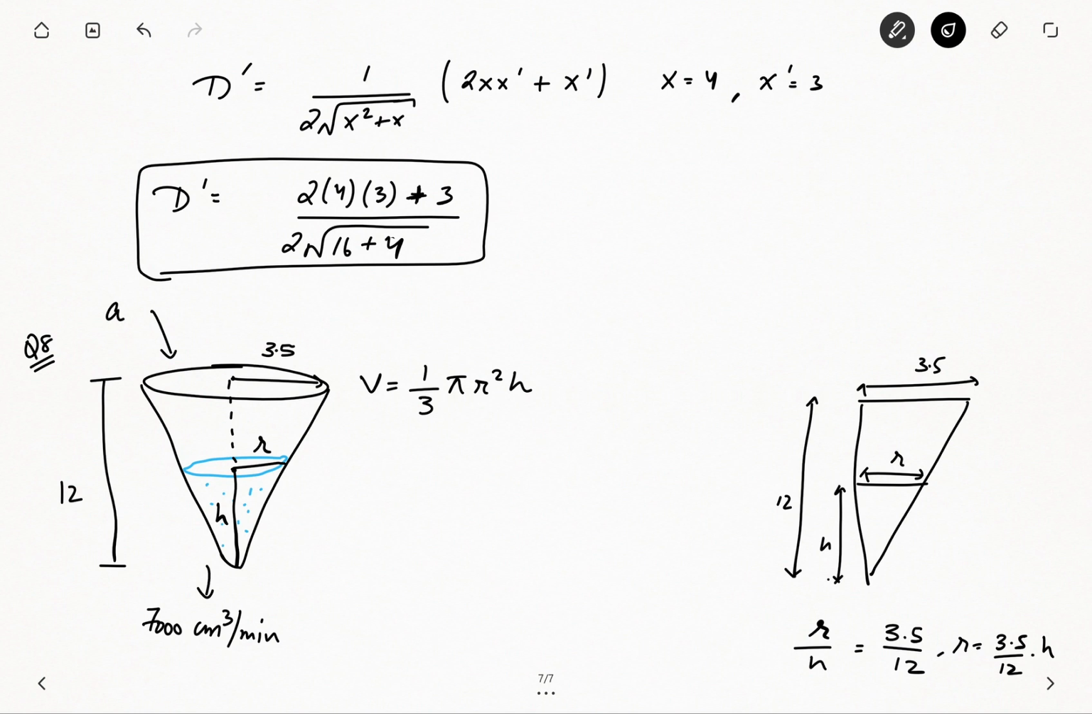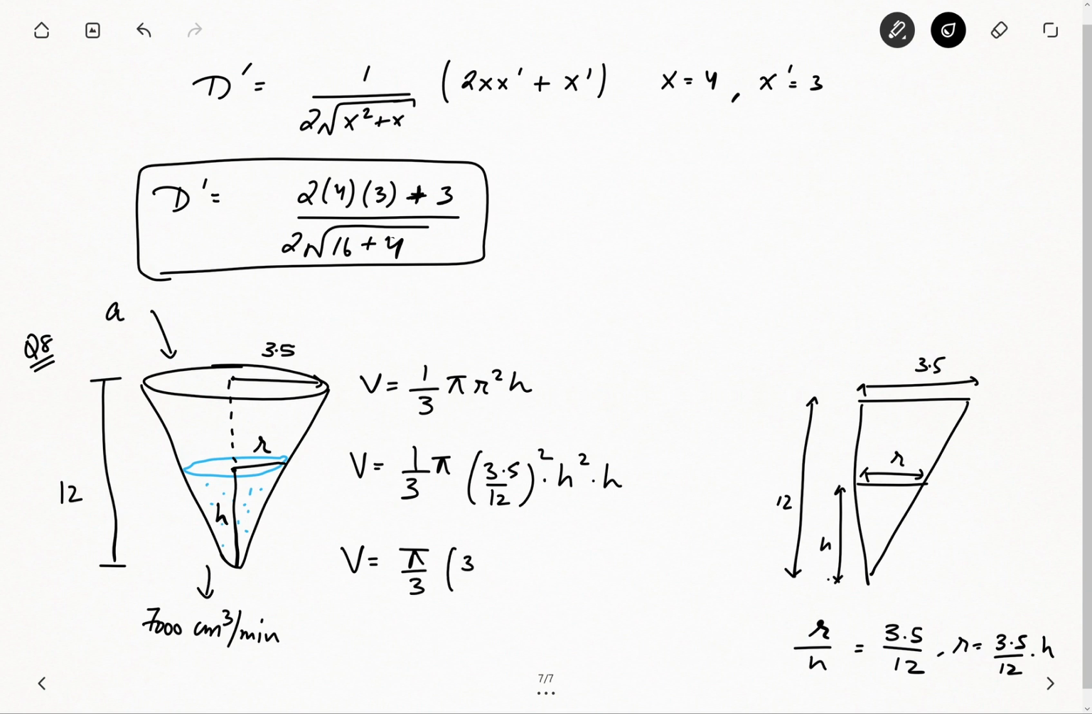Okay? So now, once we plug it into the volume relationship, our volume is going to be pi times 3.5 over 12 squared times h squared times h. I expanded it out just so that we can have all the constants isolated by themselves. Pi over 3 times 3.5 over 12 squared, and then we're looking at h cubed multiplied by it, right? Awesome. So this is the expression we're going to start to work on, and now we can go ahead and take the derivative of it and see where it goes.